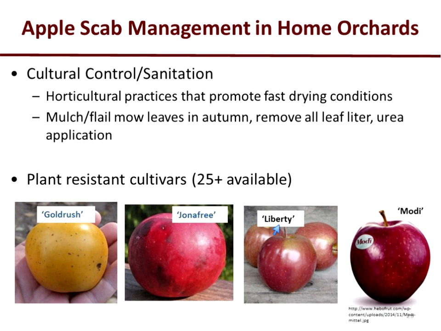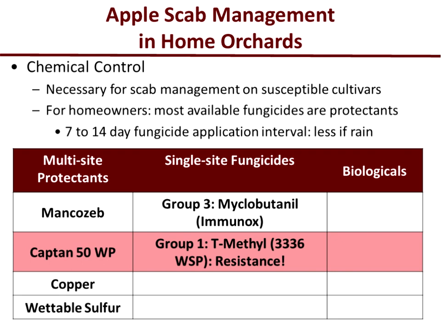Again, Gold Rush, Jonafree, Liberty, Modi. These are just some examples of scab-resistant cultivars. Again, these are not resistant to other apple diseases, so be careful. There are some chemicals that a homeowner can apply. You want to do these on a 7 to 14 day application interval. I know Captan is widely available for homeowners. That's probably your best bet at controlling apple scab. There are some single-site fungicides, myclobutanil, which is marketed as Immunox, and the group 1 thiophanate-methyl. Be careful using something like thiophanate-methyl, though, because there is a lot of resistance in scab populations.